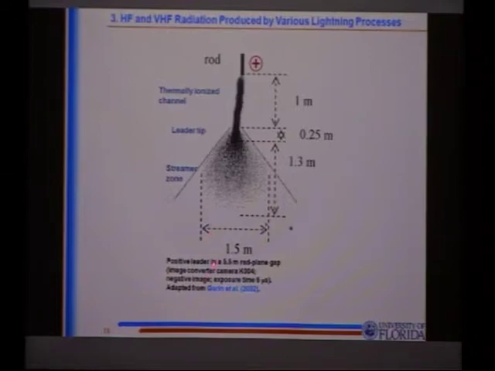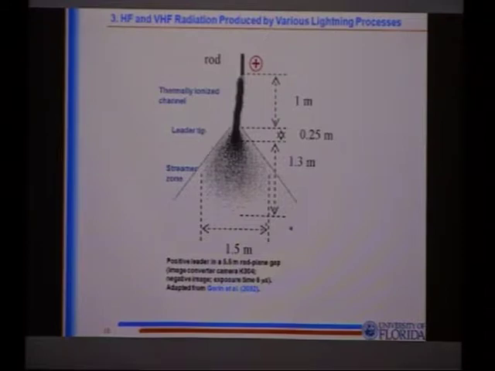below this extending leader. And it acts as kind of a transition region, or kind of a buffer between the conduction current that flows here and displacement current that flows in the air. And presumably this region is the source of VHF radiation. This is for positive leader.